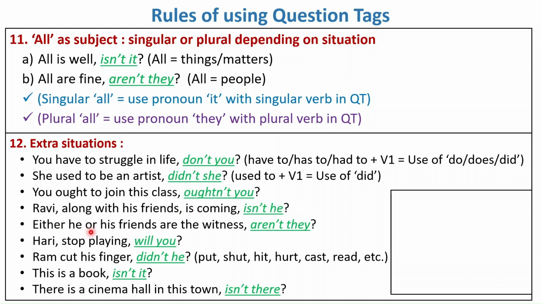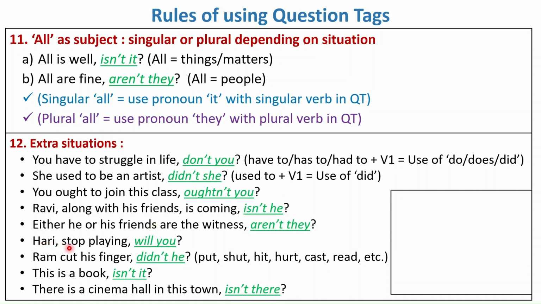Either he or his friends are the witness. In this sentence, the verb agrees with the second subject, his friends. With either or, neither nor, in such situation, we have to use the verbs that agree with the second subject. His friends are. Therefore, our question tag is aren't they. His friends are, aren't they?